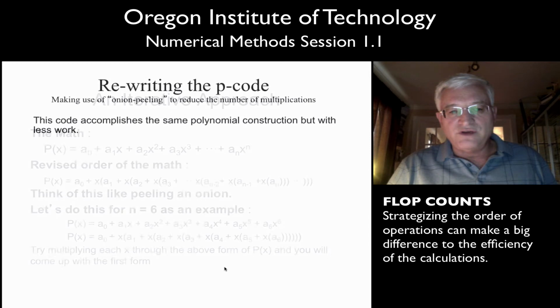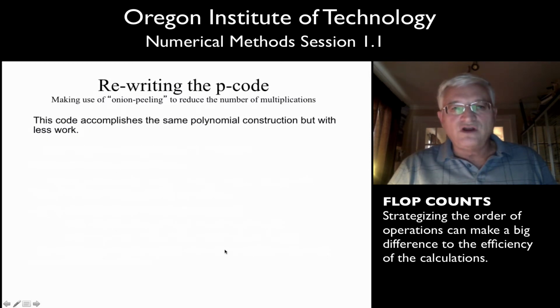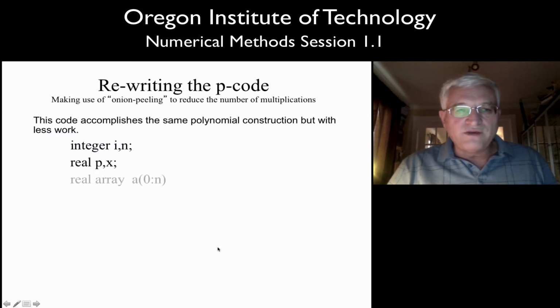But you have an opportunity to have a much faster code. So let's look at the pseudocode associated with that. We'll lay out our integers like we did before, our real values of P and X. So P is going to be the result. We still have to build this array, and of course we're really going to need to put numbers in that. We'll not worry about that right now.